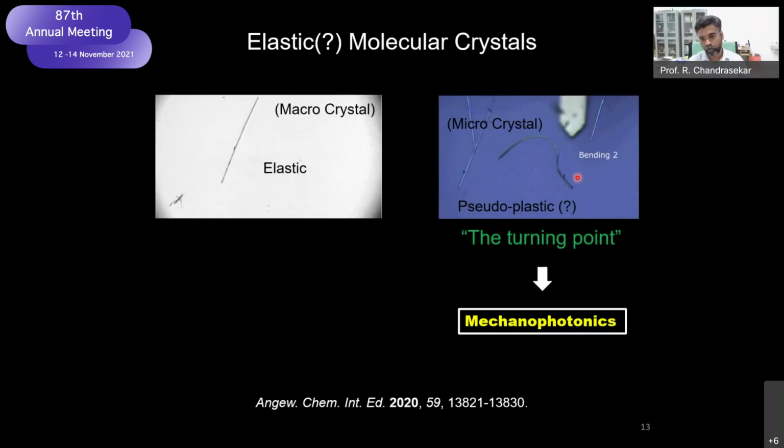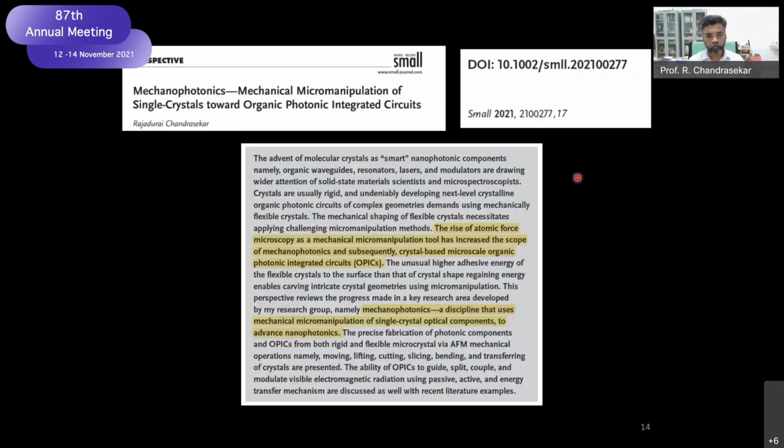So this is the turning point in our research. We thought that because of the pseudoplastic behavior of the crystal, we can use it for PIC fabrication, and that is the starting point for mechanophotonics. So what is mechanophotonics? It is a discipline that uses mechanical micromanipulation of single-crystal optical components to advance nanophotonics, such that one can fabricate crystal-based microscale organic photonic integrated circuits. This is the essence of mechanophotonics.